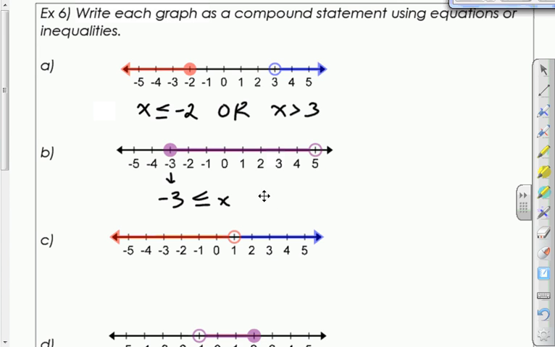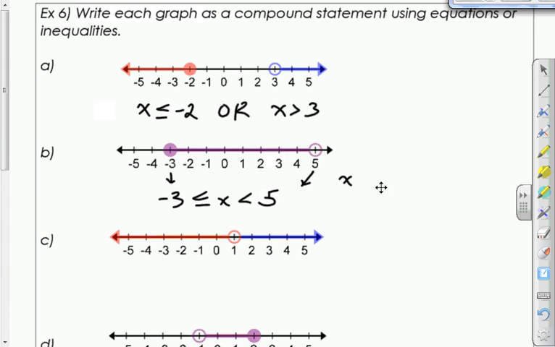The boundary on the right side is a 5, and notice it's not included, and shading goes to the left. So those are the numbers that are less than 5. So we end up with this statement here. -3 is less than or equal to x, and x is less than 5.